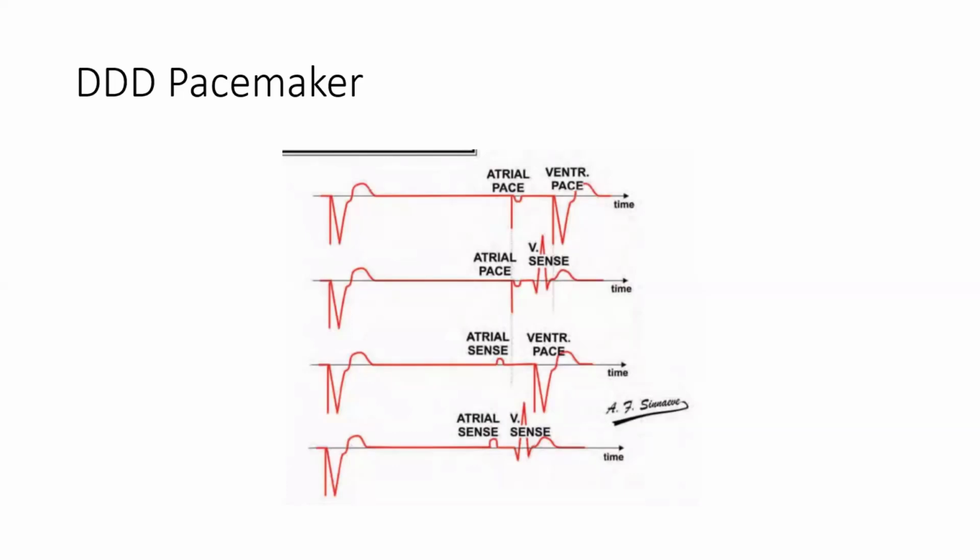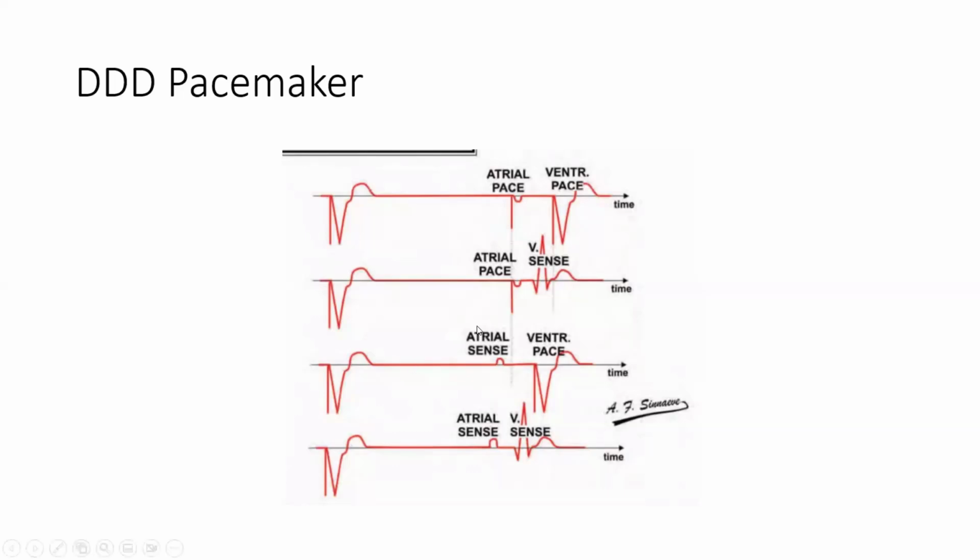Inhibition because when the pacemaker feels an impulse inside the atrium, it inhibits the atrial channel. When it feels an impulse inside the ventricle, it inhibits the ventricular channel. But when it feels an impulse inside the atrium, it will trigger the ventricular channel, as we will see.